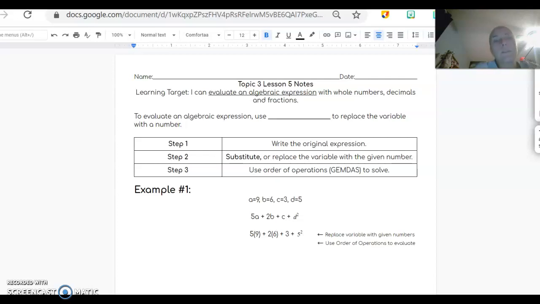Hey guys, today we are going to be focusing on topic 3, lesson 5. Our goal for this lesson is to be able to evaluate algebraic expressions using whole numbers, decimals, and fractions.